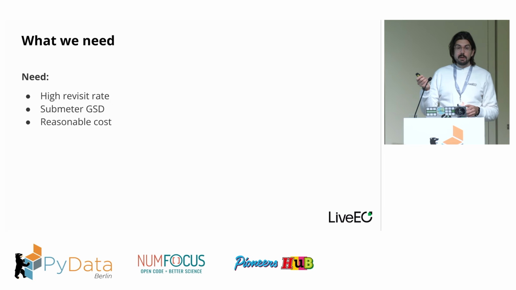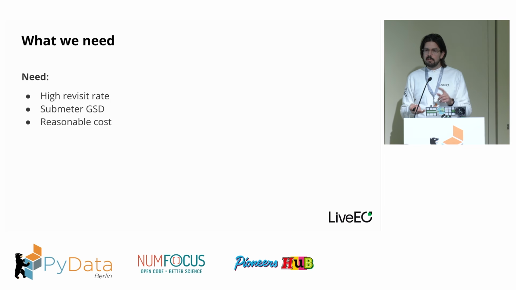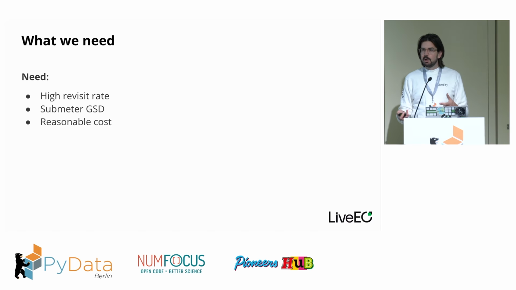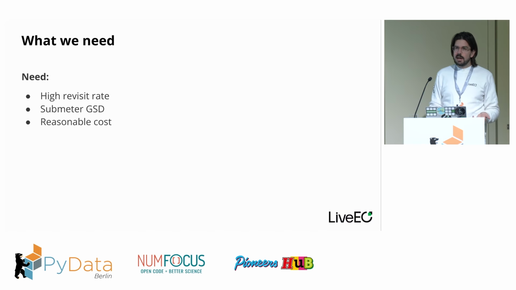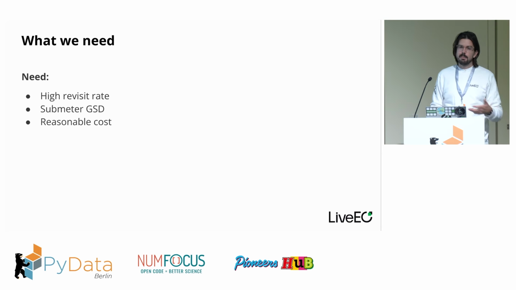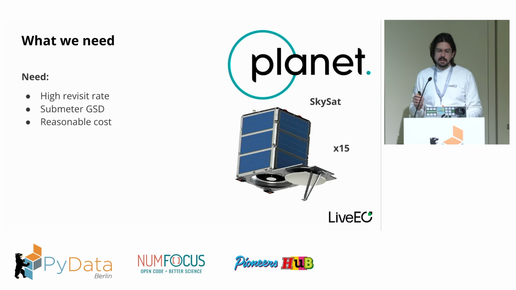We need a high revisit rate, like I said. We need to deliver this to our customers every 2 weeks to 2 months. We need a sub-meter ground sampling distance because we need to be able to see phenomena on the order of a meter or two. And we also need the data to be at a reasonable cost. This is important, again, because above a certain price point, this just doesn't make financial sense to our customers, and they might find another solution, like sending a helicopter or something else like that out.